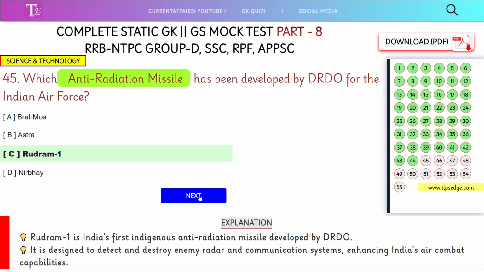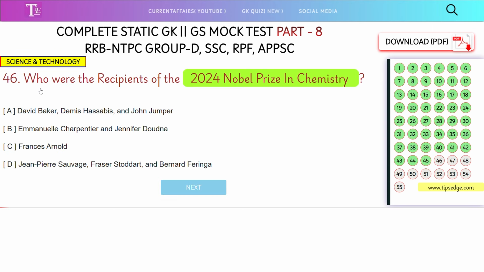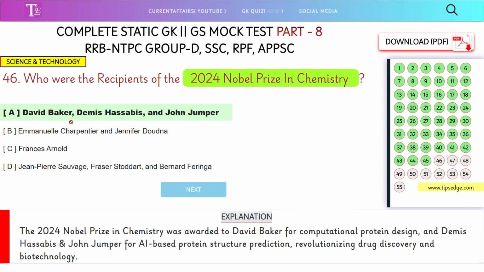Now moving to the 46th question. Who were the recipients of the 2024 Nobel Prize in Chemistry? Answer: David Baker, Demis Hassabis and John Jumper.